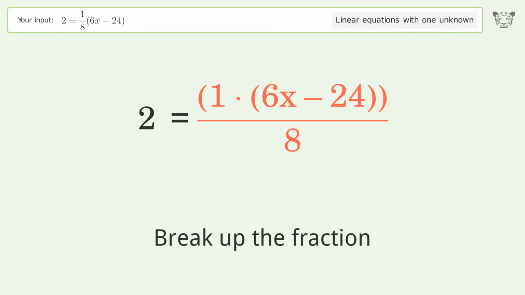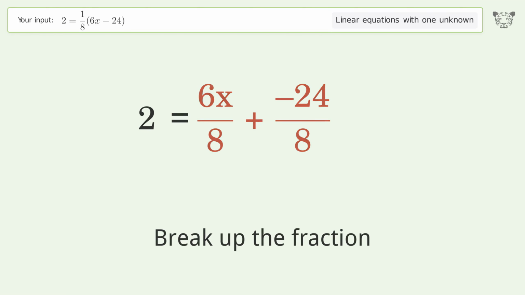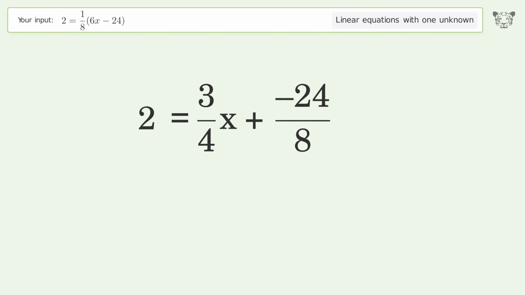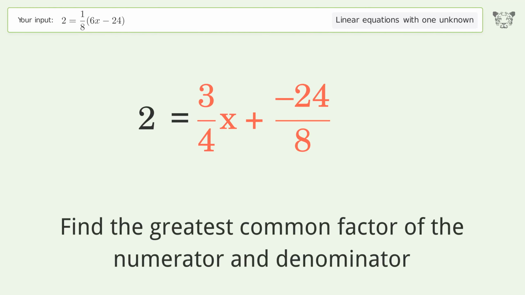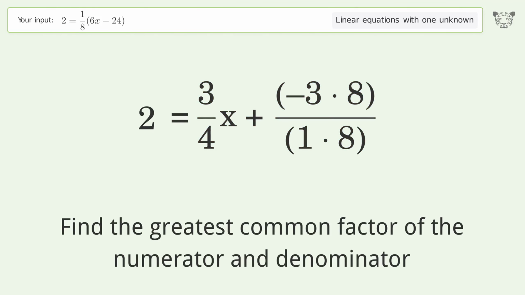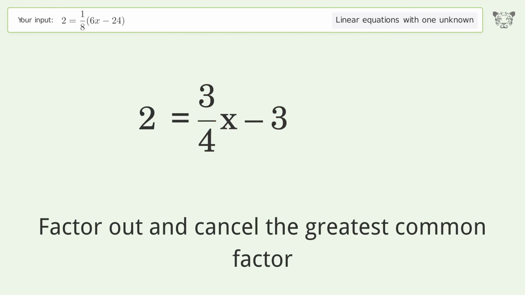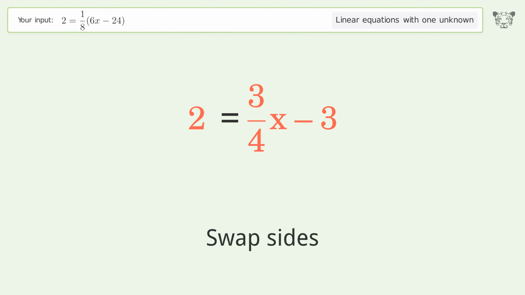Break up the fraction. Simplify the fraction. Find the greatest common factor of the numerator and denominator. Factor out and cancel the greatest common factor. Swap sides.